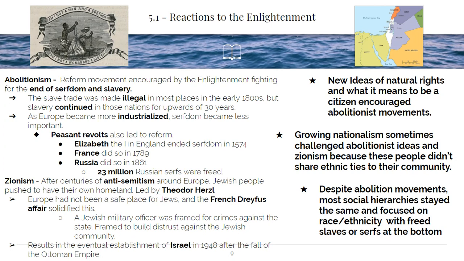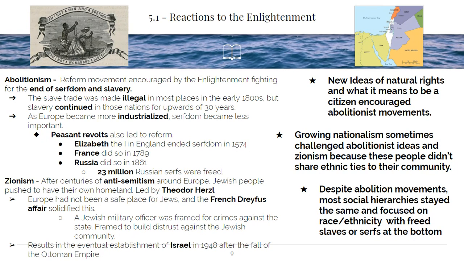An important year for slavery: the Atlantic slave trade ends in 1808. But slavery in America continues to 1865 when the American Civil War ends. In the late 1880s, Brazil finally ends slavery. So with the abolitionist movement, you're going to see peasant revolts, and we're kind of across the board.